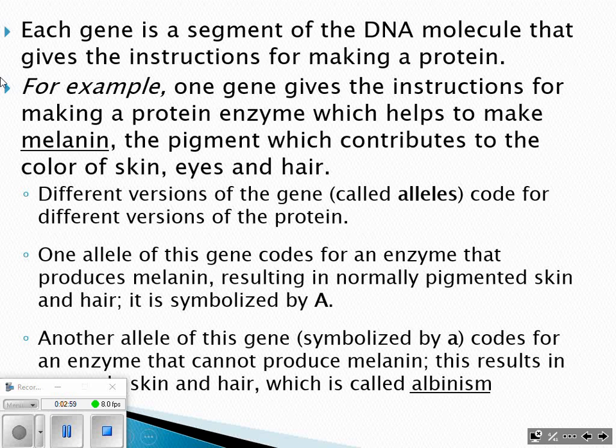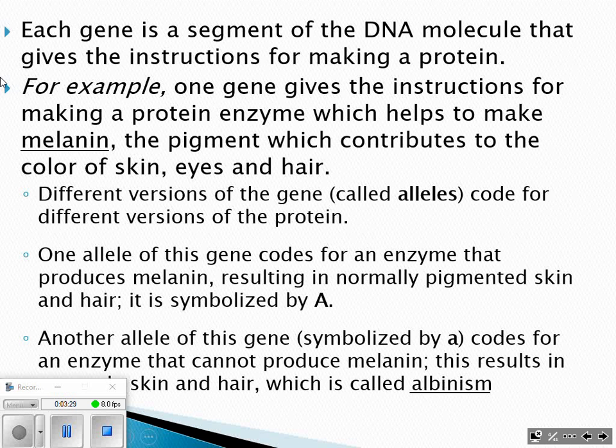Now melanin is a gene that tells your skin or your hair that it can deposit pigments. So you either have coloring or you don't have coloring. That's what melanin is. It's the pigment which contributes to the color of skin, eyes, and hair. So different versions of the gene or different versions of the trait, brown eyes, blue eyes, blonde hair, brown hair, black hair, those are called alleles. They code for different versions of the protein.